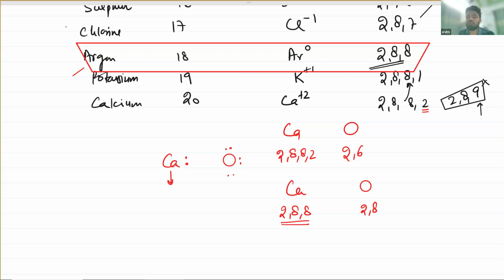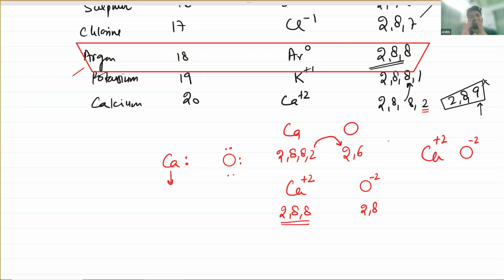So what will it do? It will donate 2 electrons to oxygen permanently. When it donates 2 electrons, calcium becomes Ca2+ and oxygen becomes O2-. Why? Because oxygen has accepted 2 electrons and calcium has donated 2 electrons. Atoms that acquire a charge by losing or gaining electrons are called ions. What do we call them? Ions. Ions, okay?